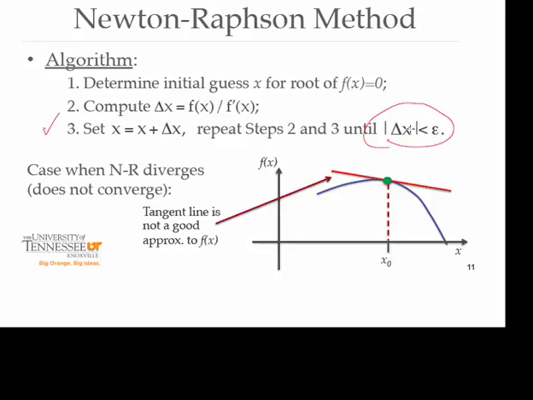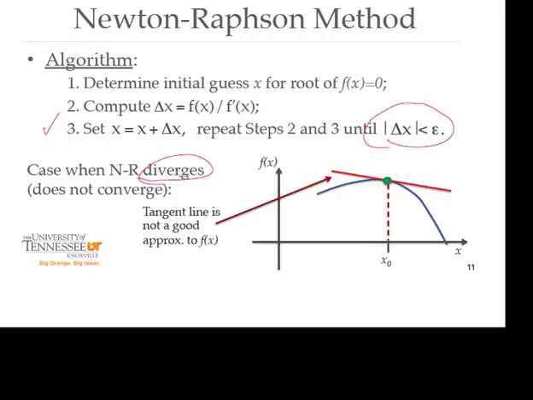This method converges quadratically, given the relationship between the error terms. The reduction is in terms of the square of the current error. There are cases when this method will not converge, or another way of saying that is that the method diverges. It does not get closer and closer to the expected root.